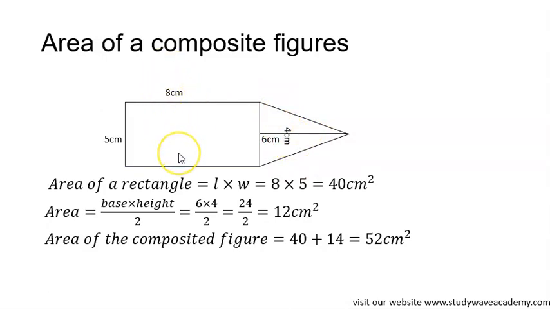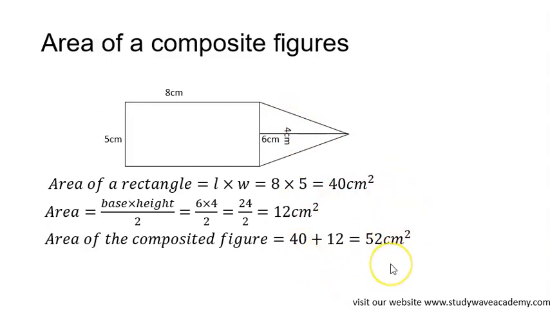Now we've found the area of the rectangle, we've found the area of the triangle. What do we do next? We are going to add the areas we have got together, okay? So the area of the composite figure, which is these two figures, is 40 plus 12. 40 is the area of the rectangle and 12 is the area of the triangle. So 40 plus 12 is going to give us 52 centimeters squared. So the area of this composite figure is 52 centimeters squared, okay? Do you understand that?